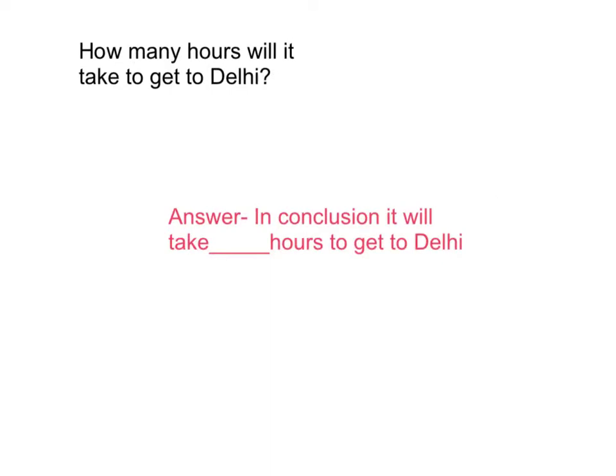Looking back at the question, how many hours will it take to get to Delhi? Our answer will be, in conclusion, it will take 107 hours to get to Delhi.